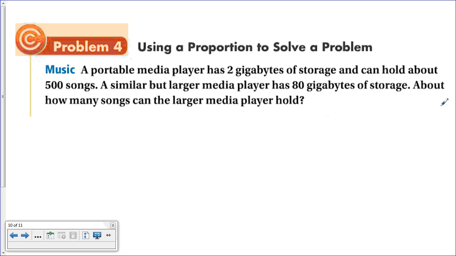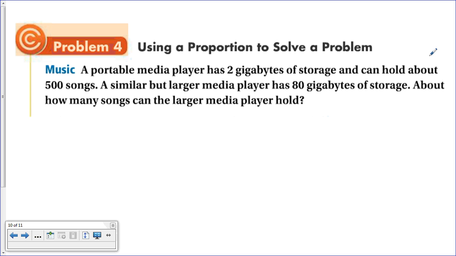And so let's set up an equation for this. A portable media player has 2 gigabytes of storage and can hold about 500 songs. A similar but larger media player has 80 gigabytes of storage. About how many songs can the larger media player hold? So what we're looking at is trying to set up 2 ratios. So remember, a ratio is just comparing one thing to another using division.